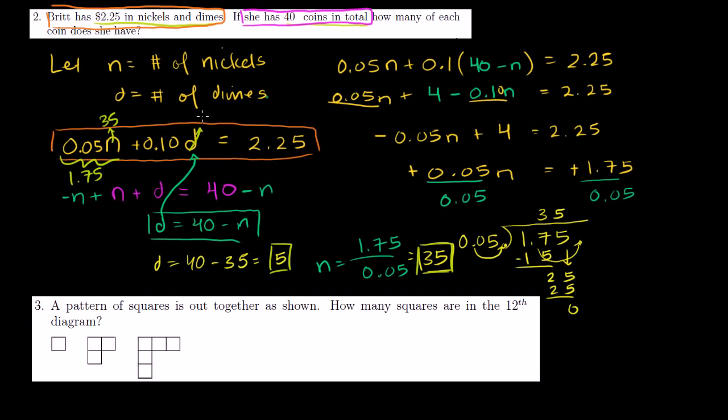And then this is going to be 5. So this right here is going to be 50 cents in dimes. $1.75 plus 50 cents, that's $2.25. Let's do one more.